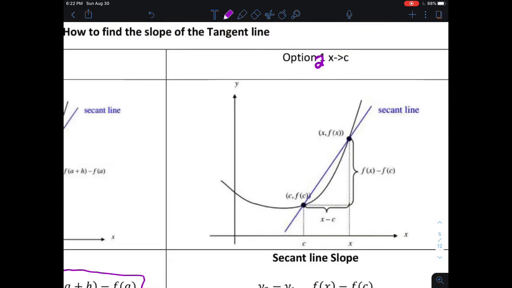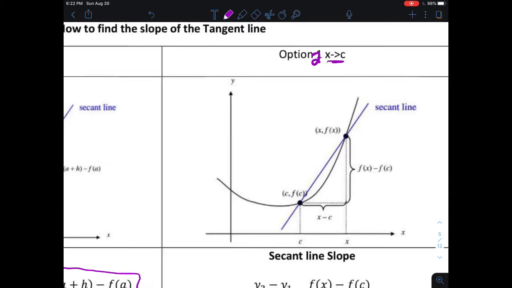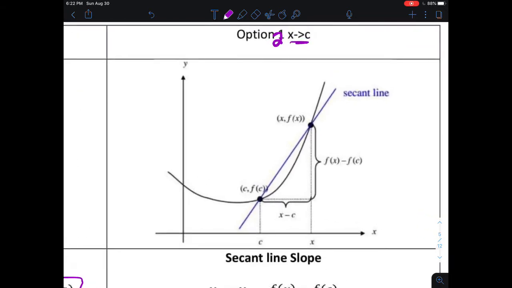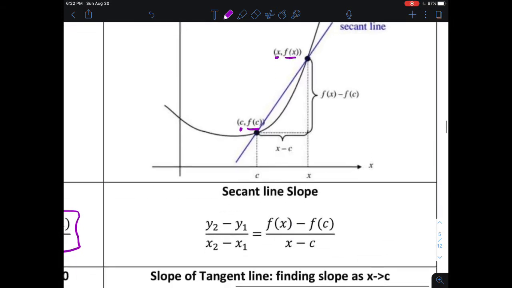Option 2 is written in terms of x approaching a certain value. So I'm going to use the same graph, but look at it slightly differently. I'm going to have a point that is x equals c, and the y value is f of c. And I have another point, call it x, and its y value is f of x. And so my secant line between those 2 points would have a slope of y2 minus y1 over x2 minus x1, f of x minus f of c over x minus c.